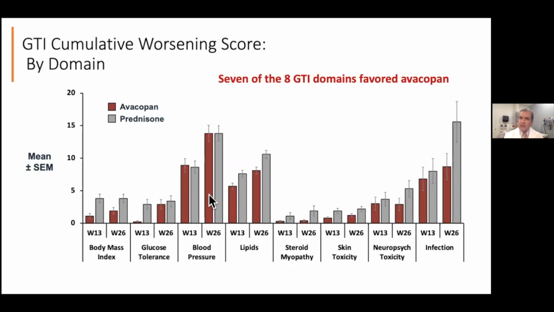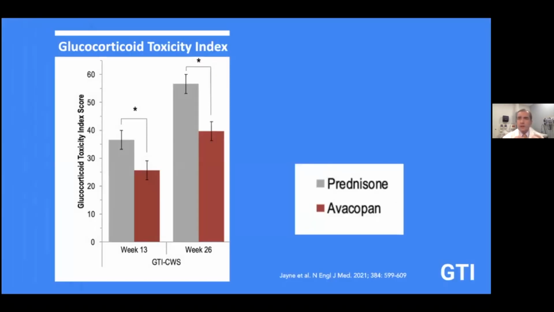It was not surprising that blood pressure didn't separate these two treatment groups, because 81% of the patients in the trial had glomerulonephritis. So here are the composite glucocorticoid toxicity scores. This is the cumulative worsening score at both 13 weeks and 26 weeks. And you can see all of these different domains are summed. Lower scores with the GTI are better than high scores. And at both 13 weeks and at 26 weeks, the Avacopan group was statistically superior to standard of care.